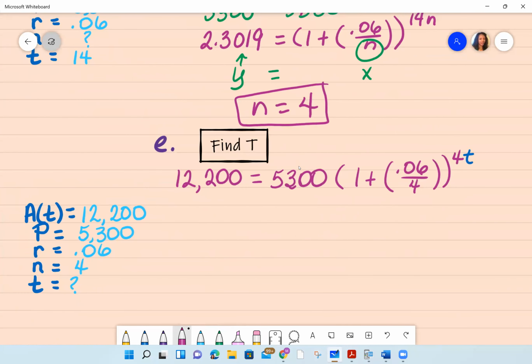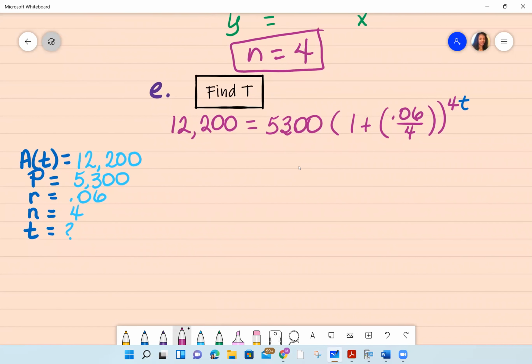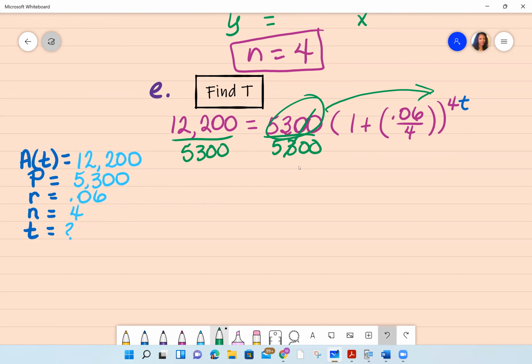And then this is the last one. We're trying to find t this time. We already have all the other information, so I just substituted it in with the exception of t. We do start the same process, divide both sides by 5,300, because that's what's stopping. This part isn't raised to the exponent, so we don't want to include that. We want to get rid of it.